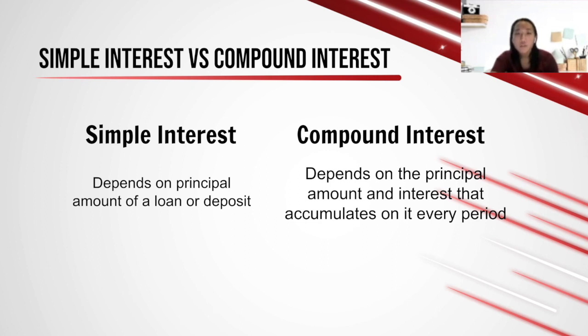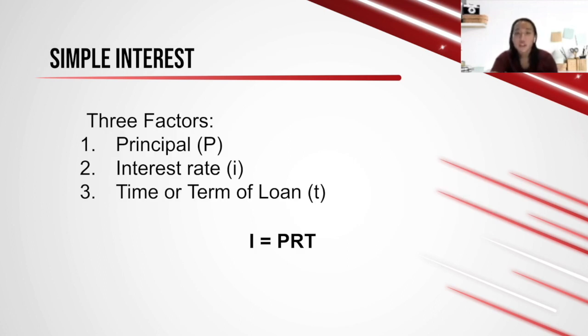But before we do that, we have to note that simple interest depends on three factors: the principal, the interest rate, and the time of loan. Just to go through, the principal is the original amount of money borrowed. The interest rate is the rate charged by the lender that dictates the interest, and the time of the loan refers to the period the borrower borrows money.